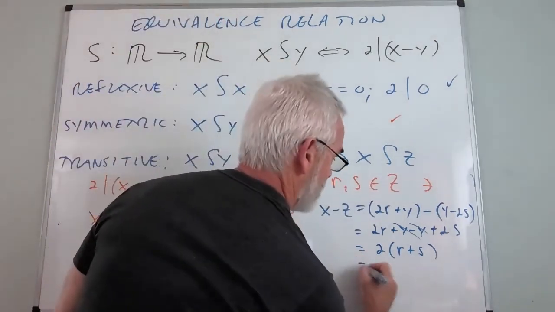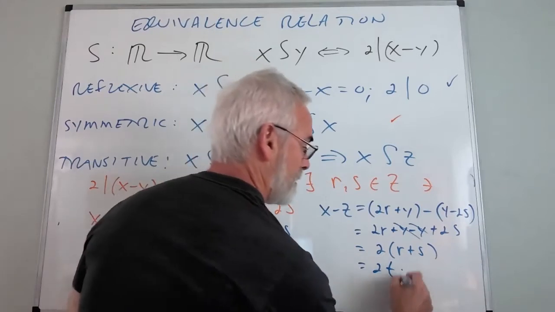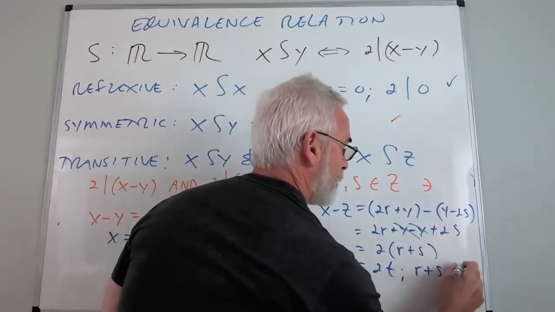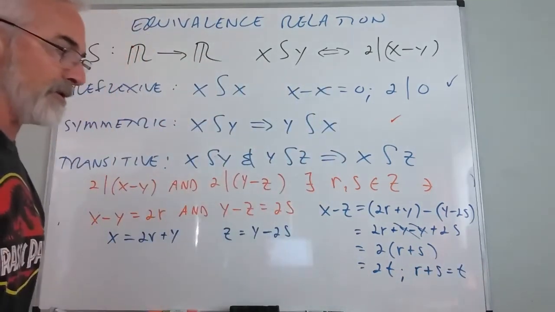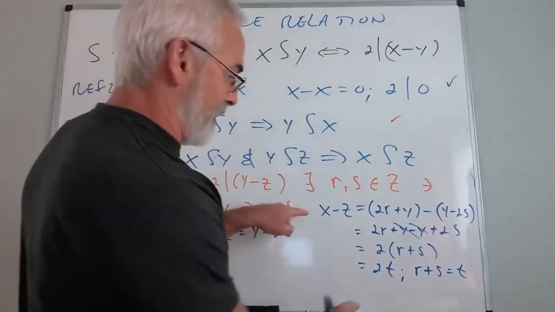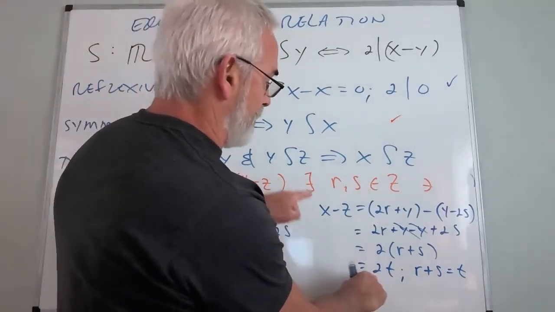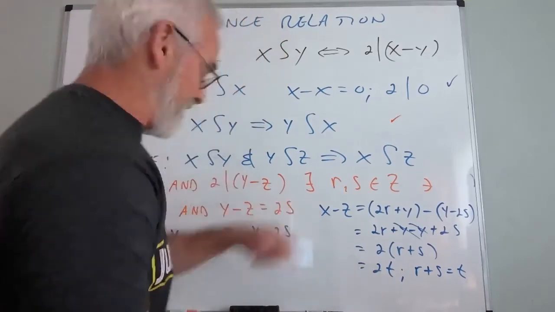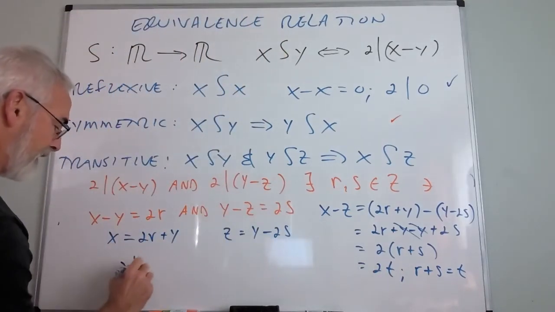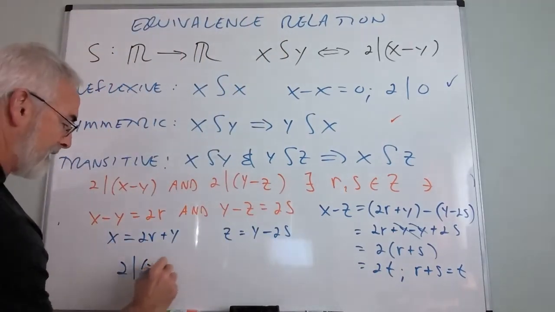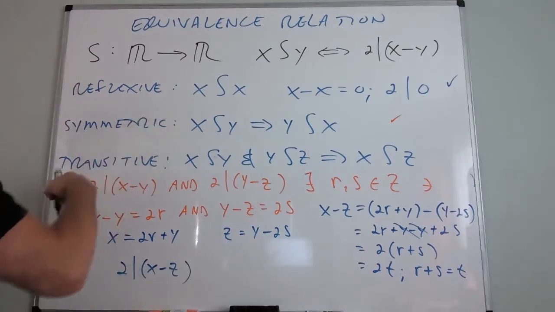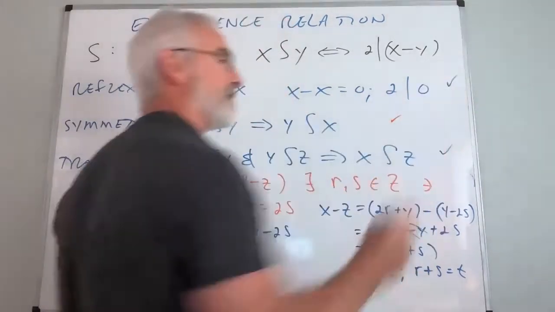Oh, so let's say this equals 2t, where R plus S equals t is an integer because integer addition is closed. So what have we just proved? We just proved that 2 divides X minus Z. So my conclusion is 2 divides X minus Z, and therefore we have satisfied transitivity as well.